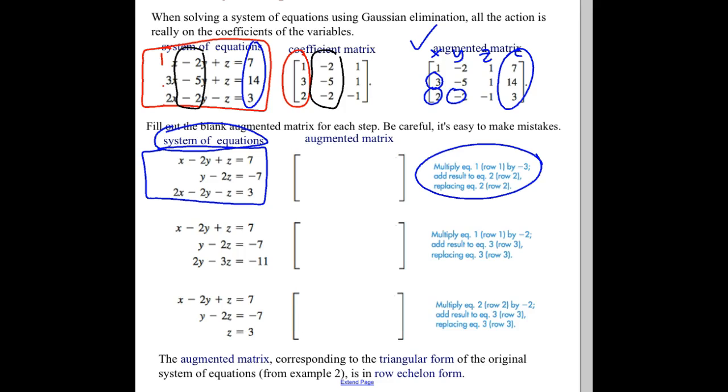If we weren't looking at the systems and we were just looking at the augmented matrix, timesing the top by -3 and adding it creates a 0 here. Timesing the top by -3 makes a 6, adding it gets me a 1. Timesing the top 1 here by -3 and adding it gets me -2. Timesing the top by -3 makes -21, adding gets me -7. And that is my row 2. I have no x's, I have 1 y, I have -2 z's, and my constant's -7. Okay? The other equations didn't change.